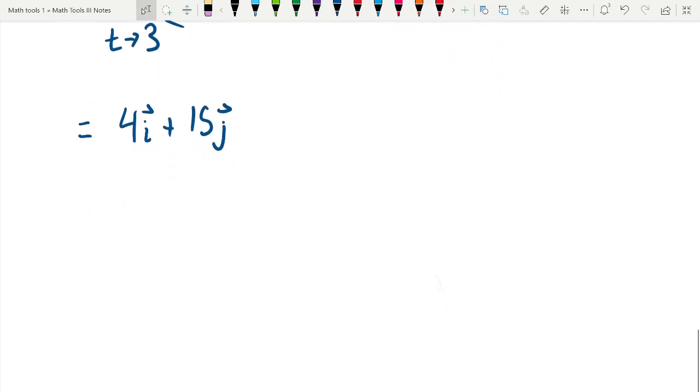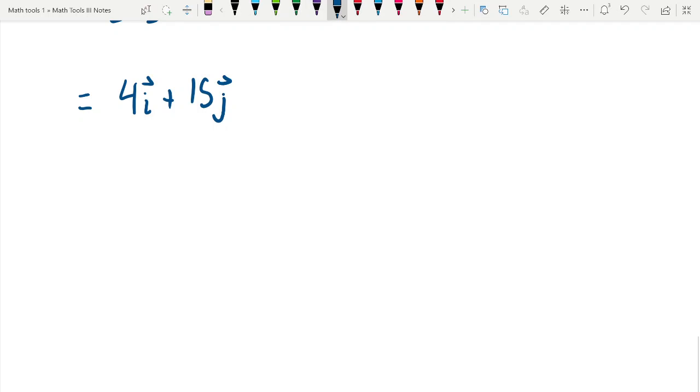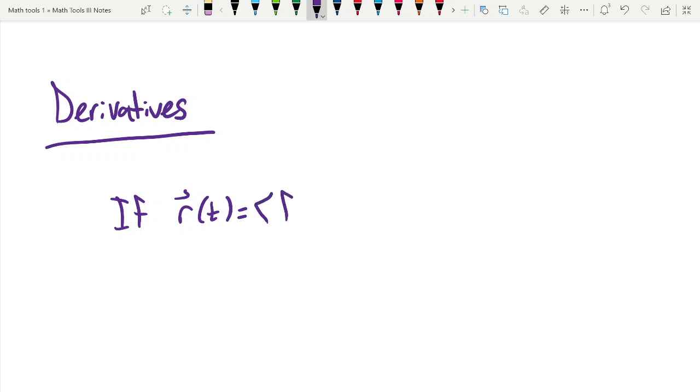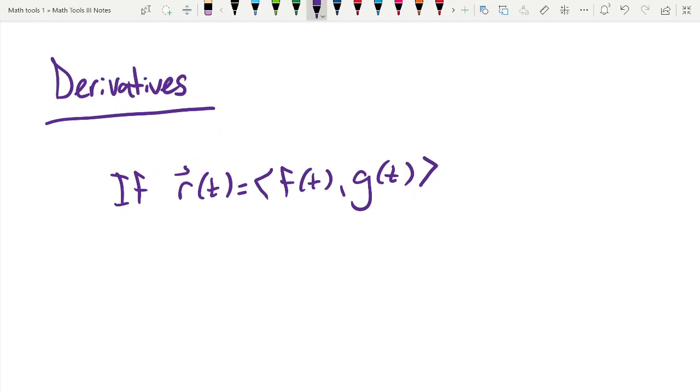With limits being able to be broken up over the components like this, it shouldn't be too surprising to see the same hold true with derivatives, because derivatives are just limits, right? It's kind of the same idea here. So if r of t is equal to, I'm just going to use component form to save us a little time, not writing out the whole big thing every time, f of t and g of t are the components of the vector.